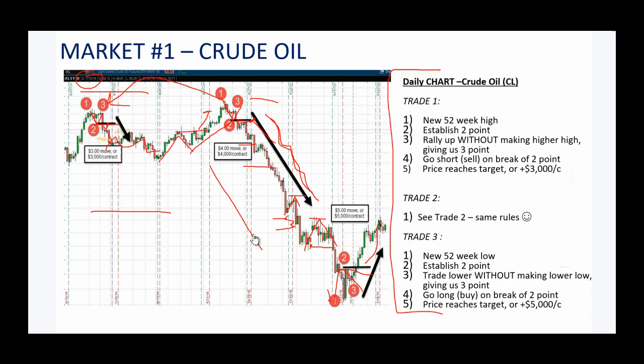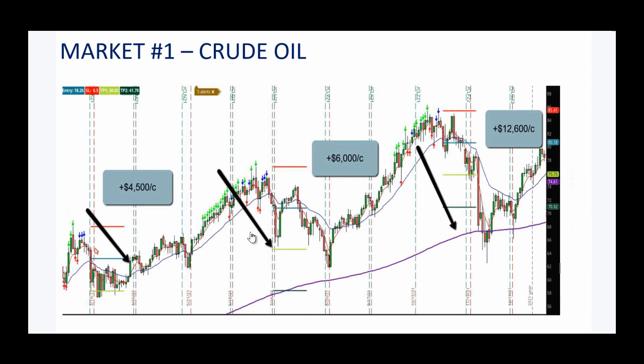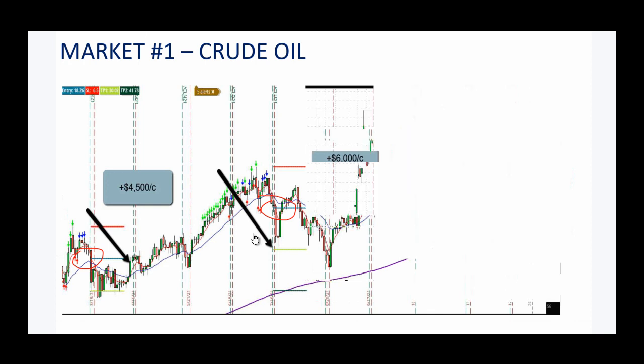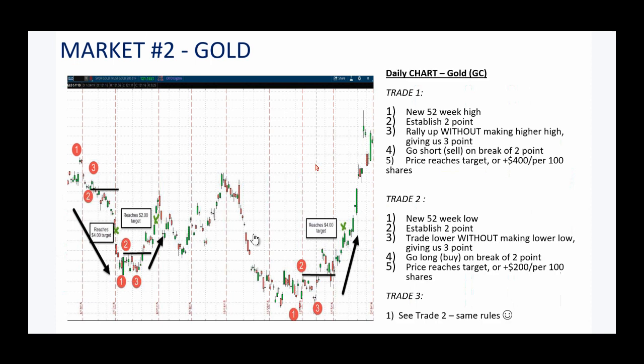Now, you might say, Silas, this chart is from 2018. Love the hindsight trade. Well, I can assure you this is no hindsight, but let me show you what it looks like in current market environments. $4,500 contract winner here, $6,000 contract winner here, $12,600 contract winner here.